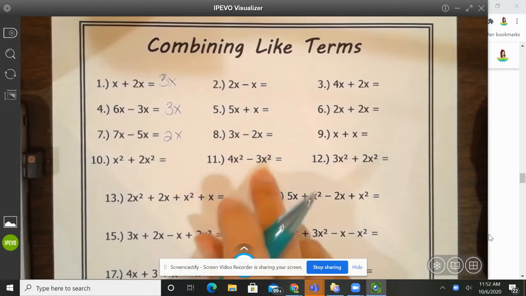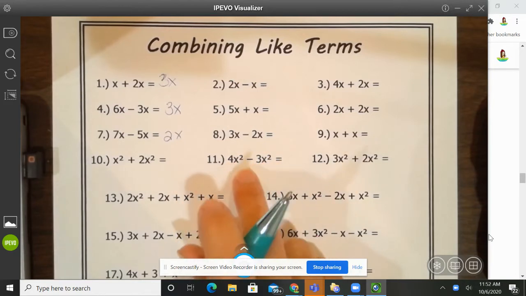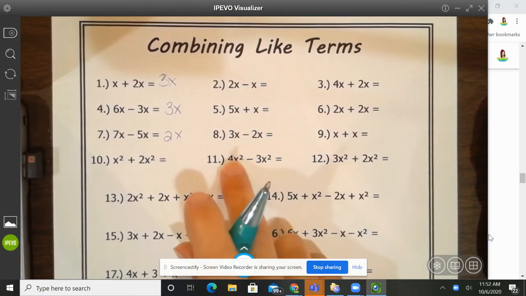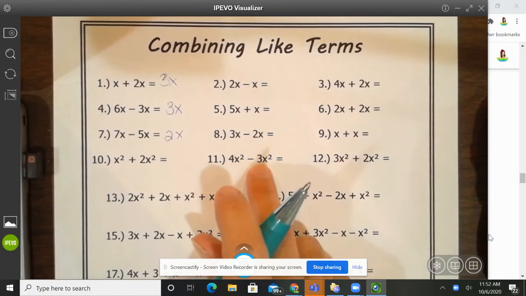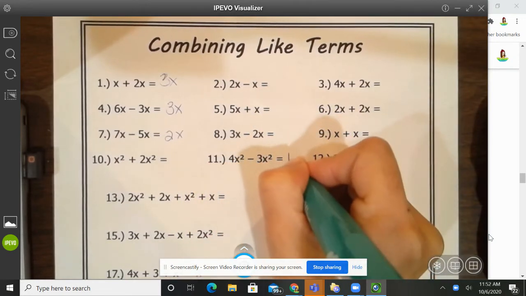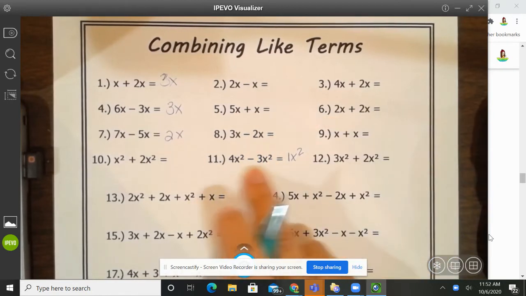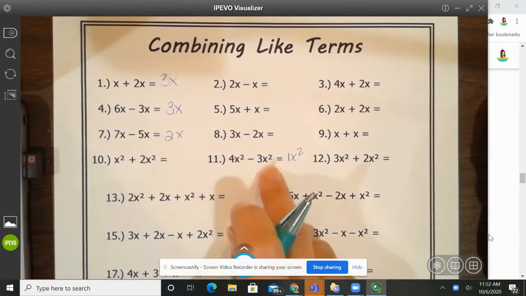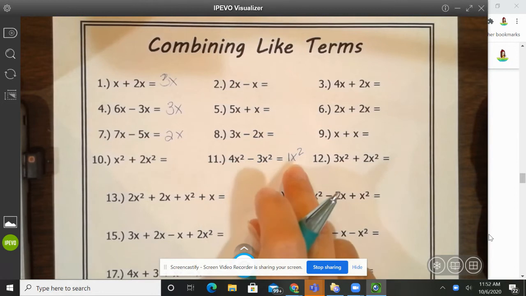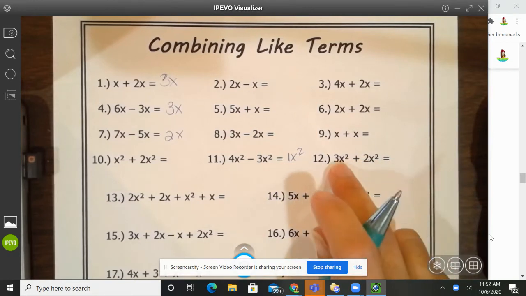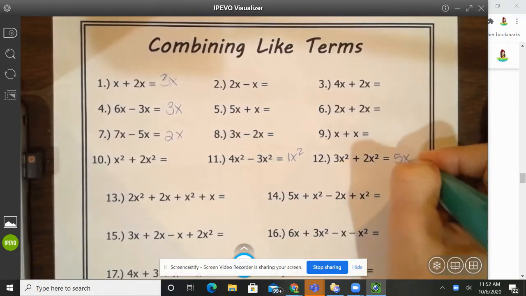When you are adding or subtracting, you are not doing anything with the exponent, so you have to remember that. We are just combining like terms, terms with the same characteristics. In this case, the only thing you can do is 4 minus 3. That is 1. 1 what? Well, 1x squared. You're combining like terms, like imagine elephants with elephants. That's all you can do here because you don't have the value for x. You're simplifying the expression. So 3 plus 2 is 5x squared.